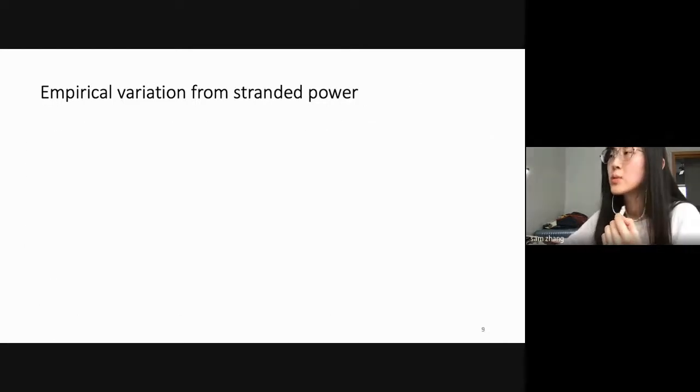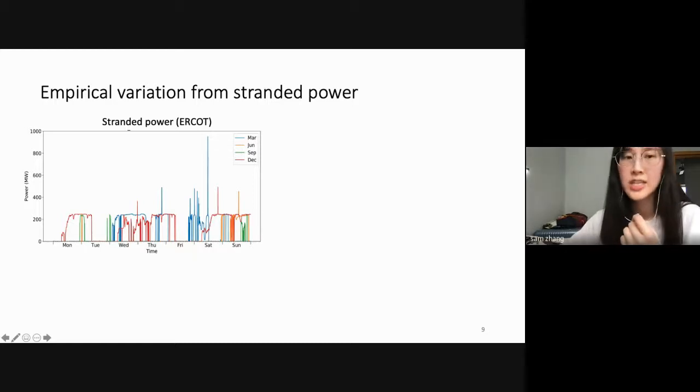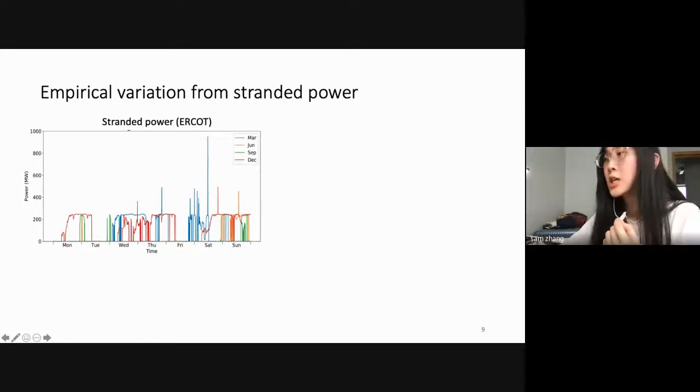So last, we will look at one example of the empirical variation from stranded power. This is stranded power we take from the ERCOT, the Texas power grid, of a whole week in several different months. Stranded power means the curtailment from the power grid or the negative price power that doesn't cost any dollars.